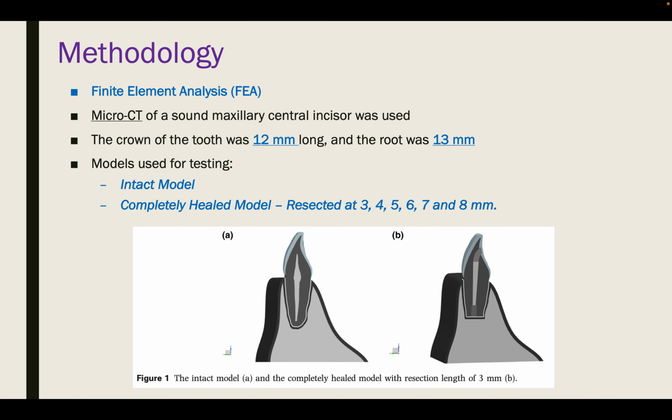For their methodology, they used the finite element analysis method. It's a micro CT of a sound maxillary central incisor of a 29-year-old healthy male. The crown of the tooth was 12 millimeters long and the root was 30 millimeters long.